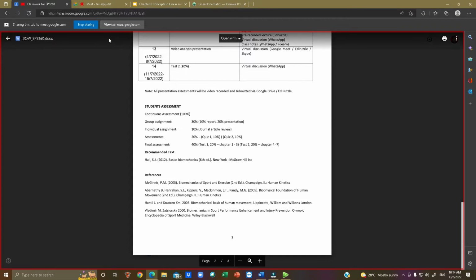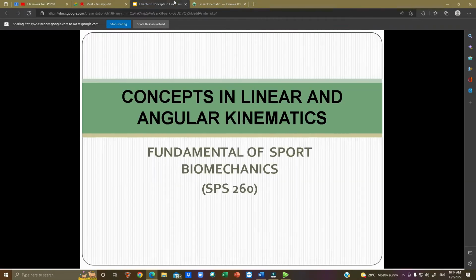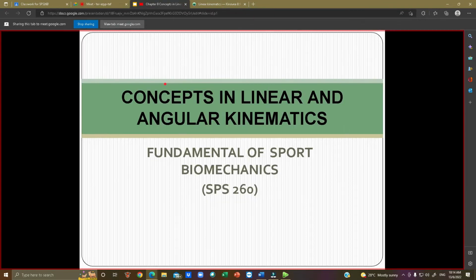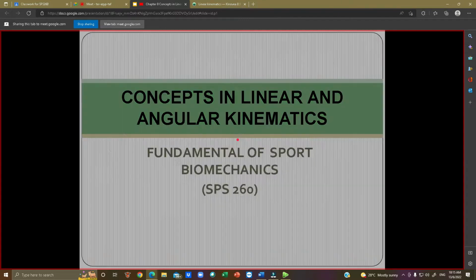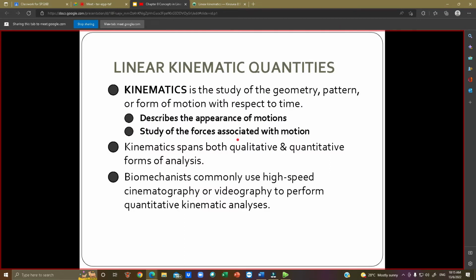Okay. Now let's go to our second last chapter, which is regarding concept in linear and angular kinematics. Okay. So let's move on. Before we go further, before we go to every single property in the kinematics, this is the definition of kinematics: study of geometry, pattern or form of motion with respect to time. Okay, bahasa kampung kinematik ni pattern.